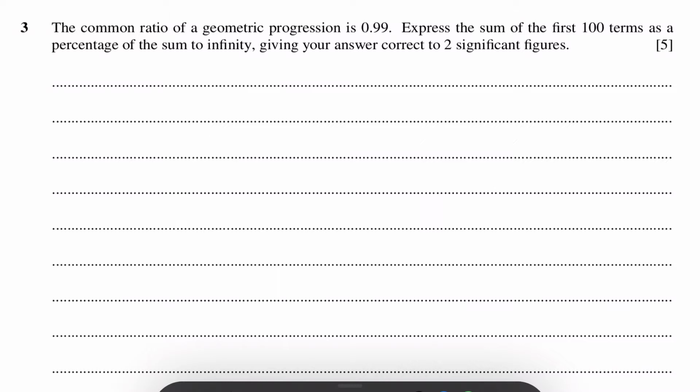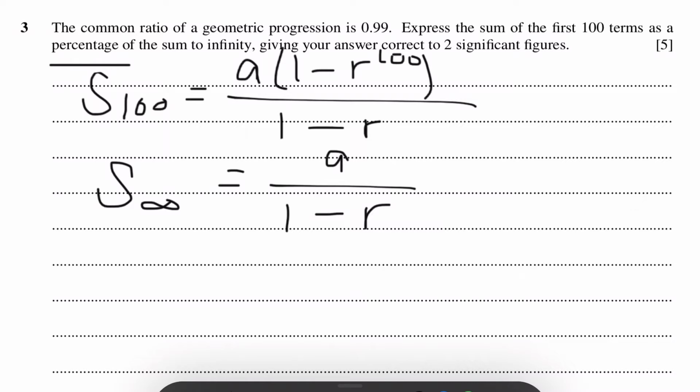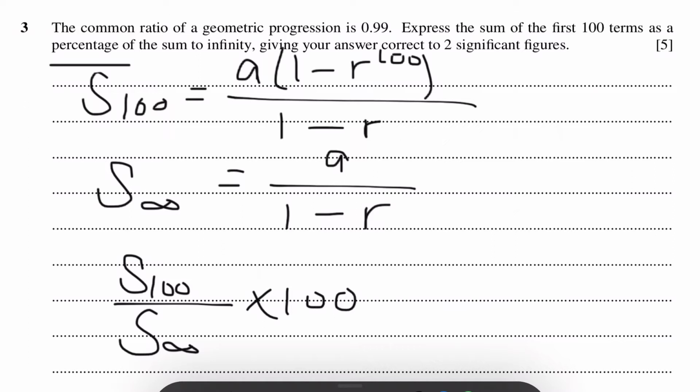For number 3, recall that in order to find the sum of the first 100 terms, you need the equation a(1 minus r to the power of 100) divided by 1 minus r. In order to find the sum to infinity, you need the formula a divided by 1 minus r. Remember that you have to find the percentage of the sum to infinity. So it will be the sum of the first 100 terms divided by the sum to infinity multiplied by 100.